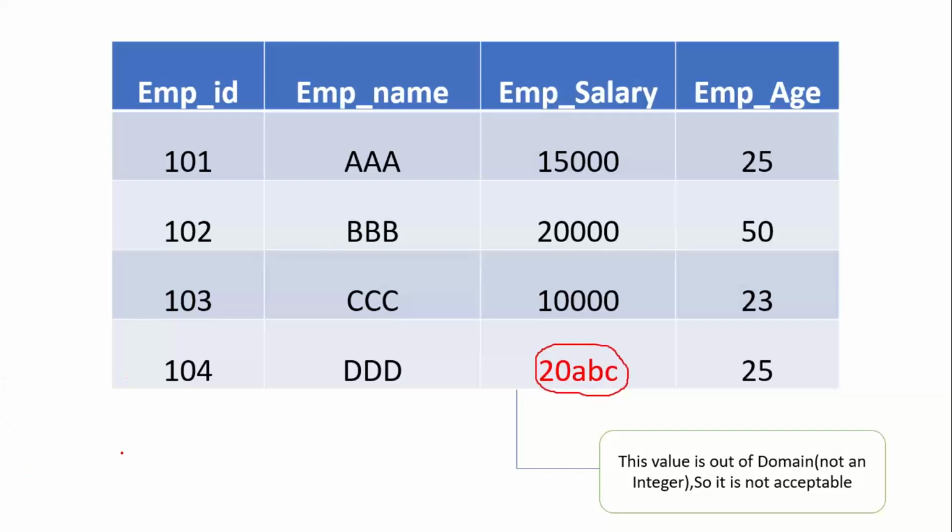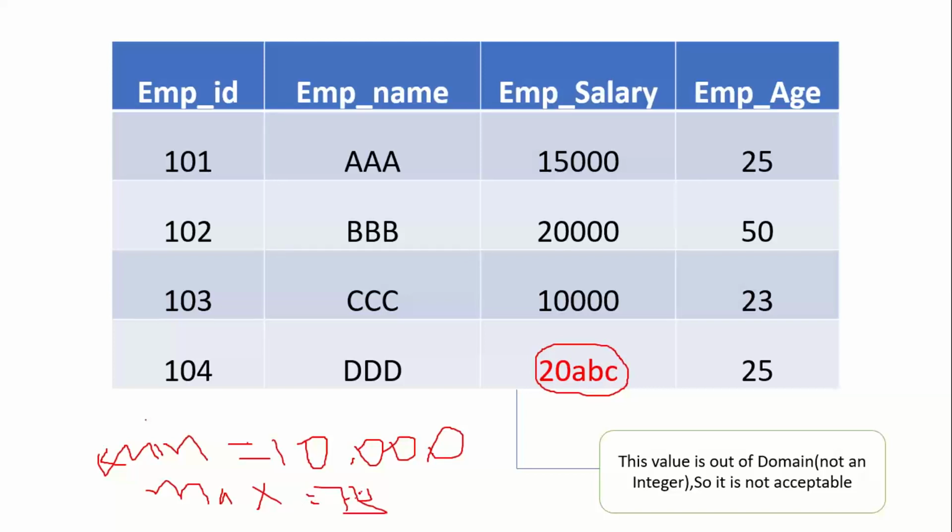And one more thing, I can restrict the minimum salary and maximum salary of my employees. Like minimum should be 10,000 and your maximum can be 75,000. If someone tries to enter values outside these, below the minimum of 10,000 or above the maximum of 75,000, again that will not be accepted as the values won't fall within the domain. So this is about your domain constraints.